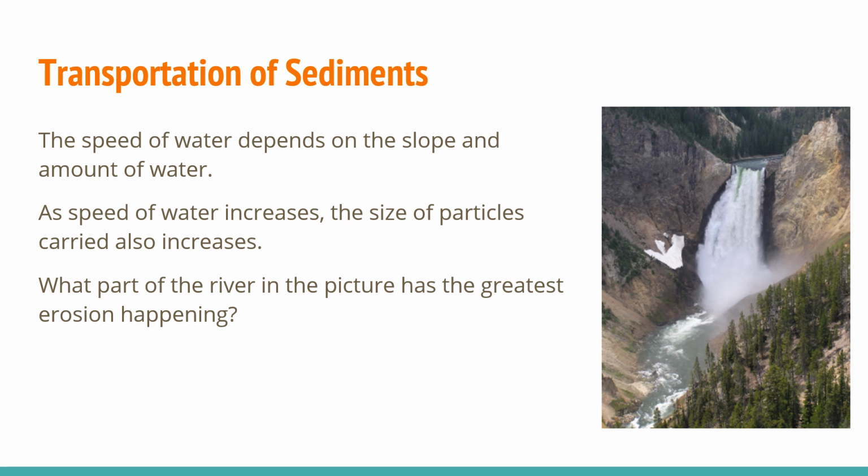Transportation of sediments. The speed of water depends on the slope and amount of water. As speed of water increases, the size of particles carried also increases. What part of the river in the picture has the greatest erosion happening? And that's going to be right at the edge there, where the water is meeting the river at the bottom.